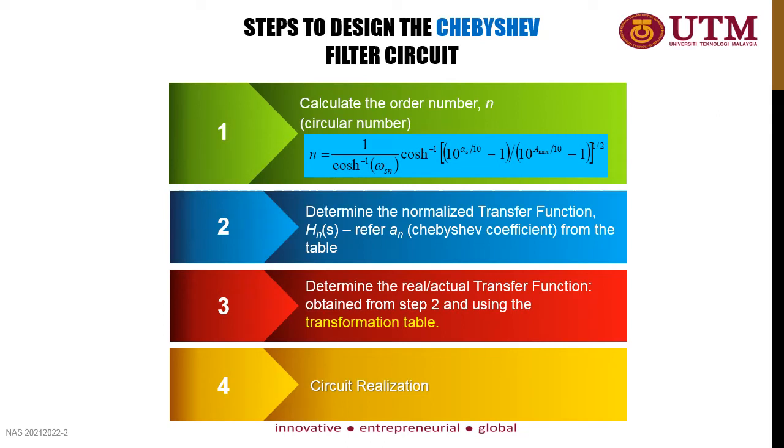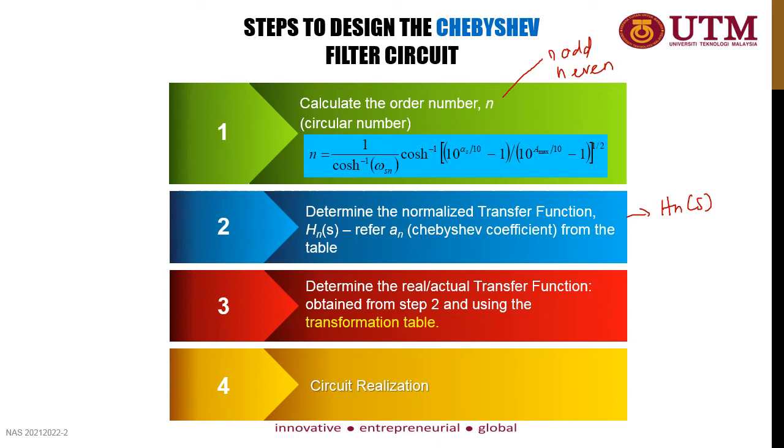Okay, these are the same steps as mentioned earlier. So the first step, you need to calculate the order number. In order to get the filter specification, you really need to calculate the n in the first place. So the filter order number, either n is odd or n is even. And then you need to refer to the appendix again for the Hn equation, the normalized transfer function.